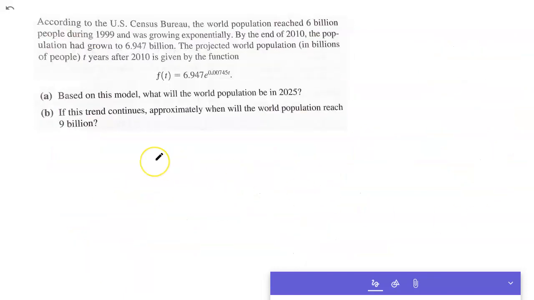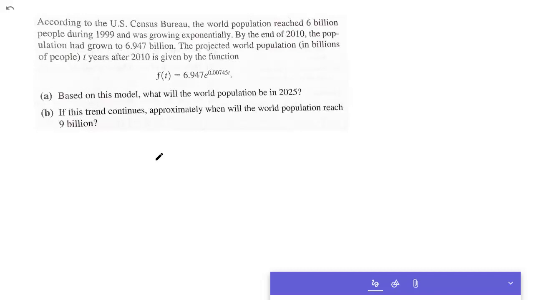which is this one. According to the U.S. Census Bureau, the world population reached 6 billion during 1999, and it was growing exponentially. By the end of 2010, the population had grown to 6.9 billion. The projected world population T after 2010 is given by this function. Based on the model, what would the population be in 2025?